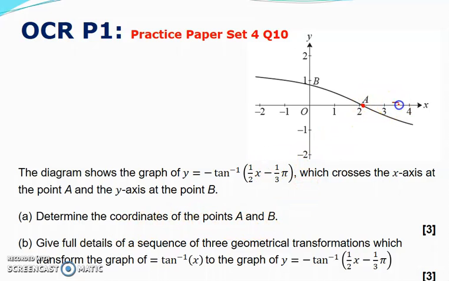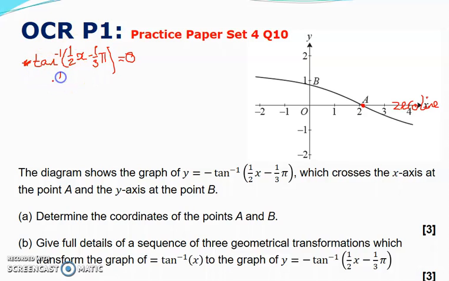Well, this is the 0 line. This is when y equals 0. So if I'm going to do that, I better set this equal to 0. I'm going to do it up here: minus tan inverse of (a half x minus a third pi) equals 0. Having the minus there doesn't really make much difference in terms of where it crosses.